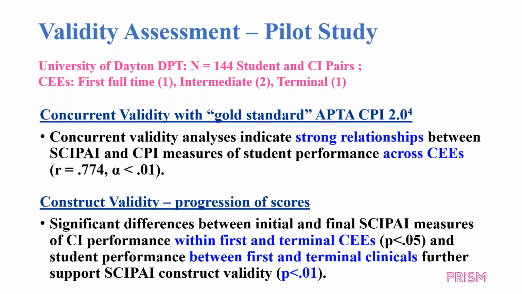So concurrency was with a gold standard where we're correlating similar items on the SCIPAI with, in this case, the gold standard being the CPI. Now, some of you might be laughing and saying that can't be the gold standard. However, in a systematic review done by O'Connor and his group out of Ireland in 2019, they identified the CPI as one of the most psychometrically sound and easy to use tools that were out there amongst all the tools they could get their hands on internationally.